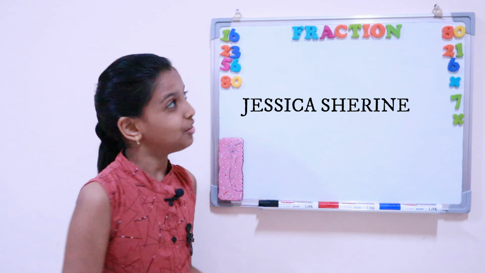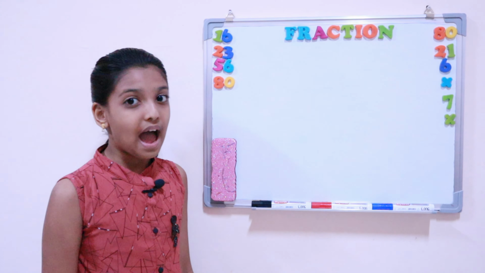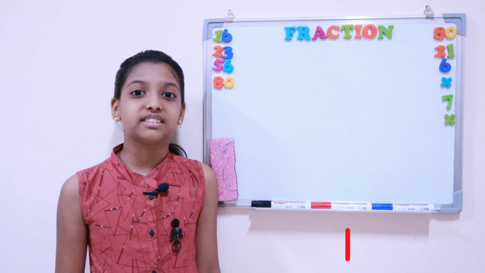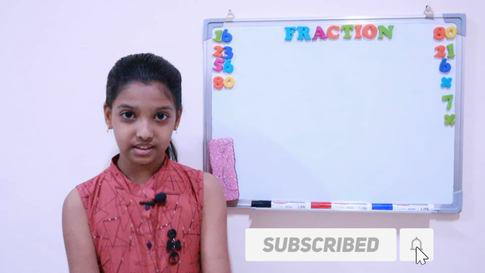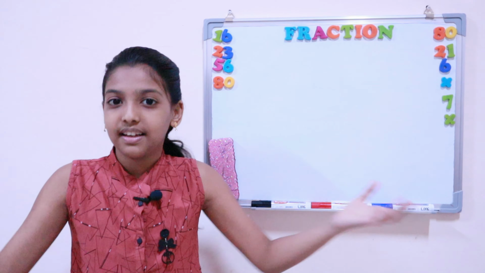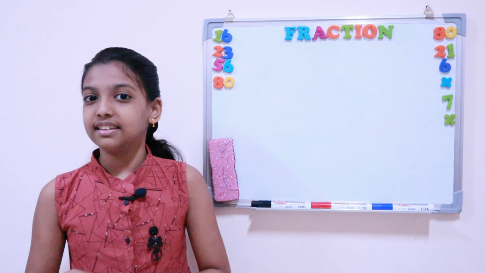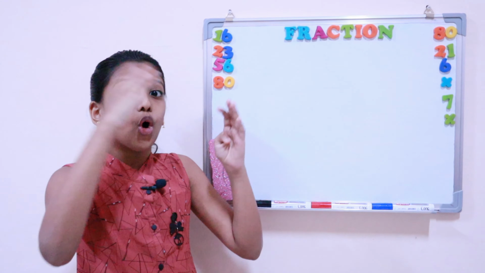Today I'm going to talk about fraction. Do you know what is fraction? I'm going to tell the definition of fraction. When an object is divided into a number of equal parts, each equal part is called a fraction. What I have learned from this lesson is, it is a part of your whole object. It is always smaller than the whole object.